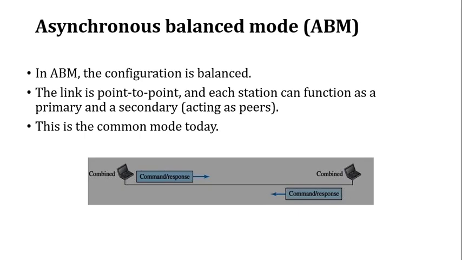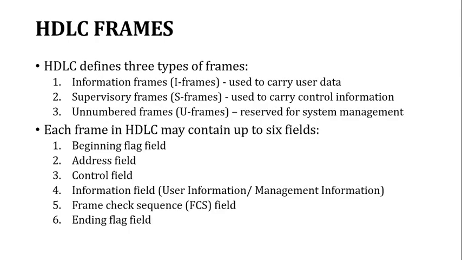Next we are going to see about ABM, asynchronous balanced mode. In ABM, the configuration is balanced. The link is point-to-point and each station can function as a primary and a secondary. So this is the common mode today, and here you can see the diagram where both stations can send commands and respond. That's all about ABM, asynchronous balanced mode.